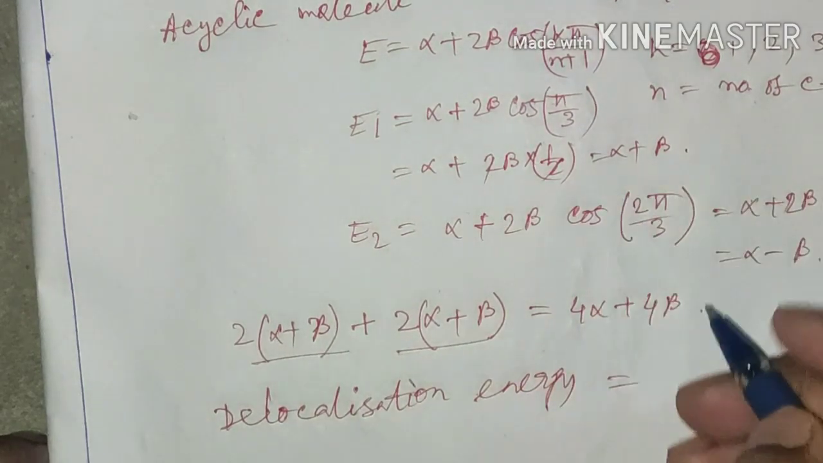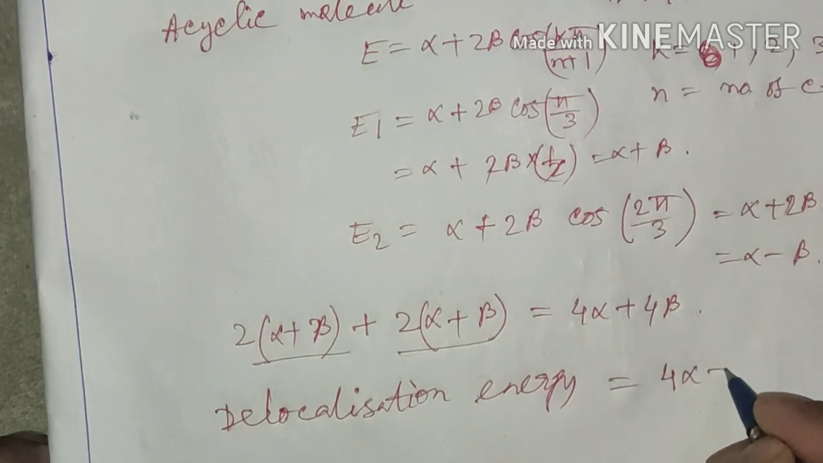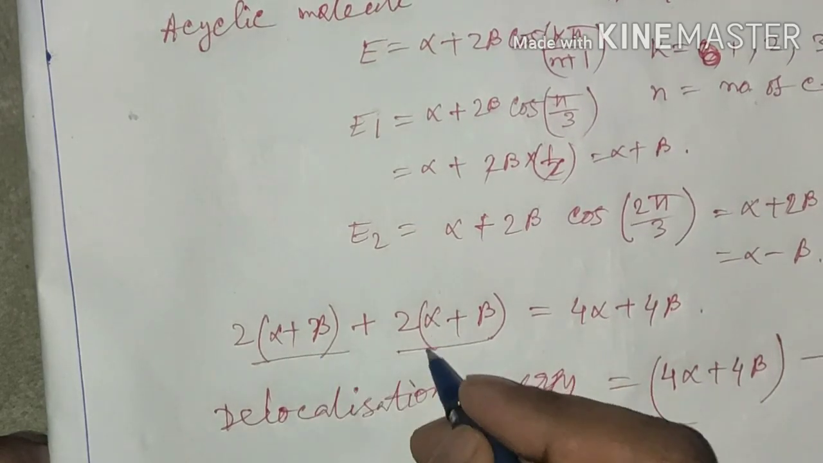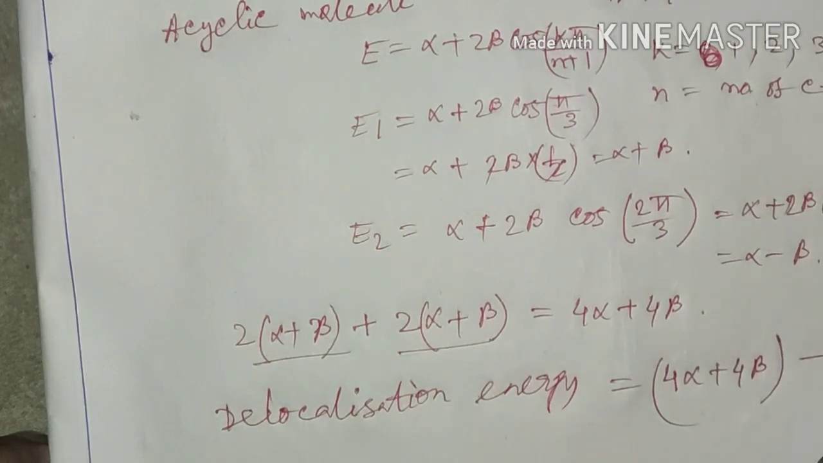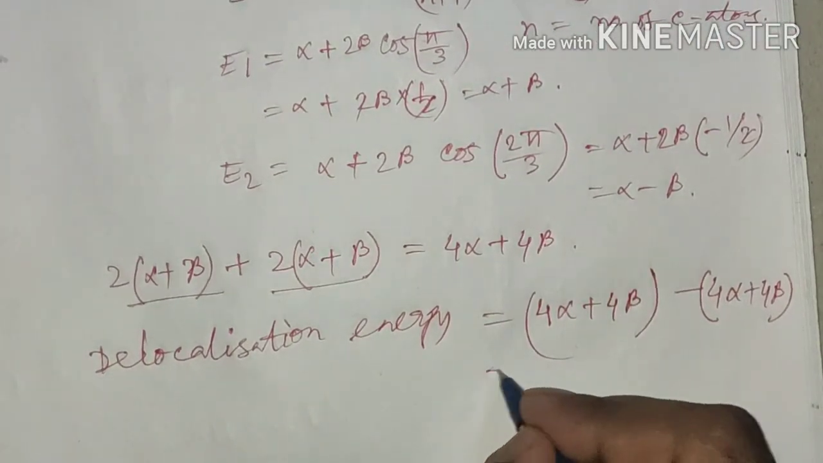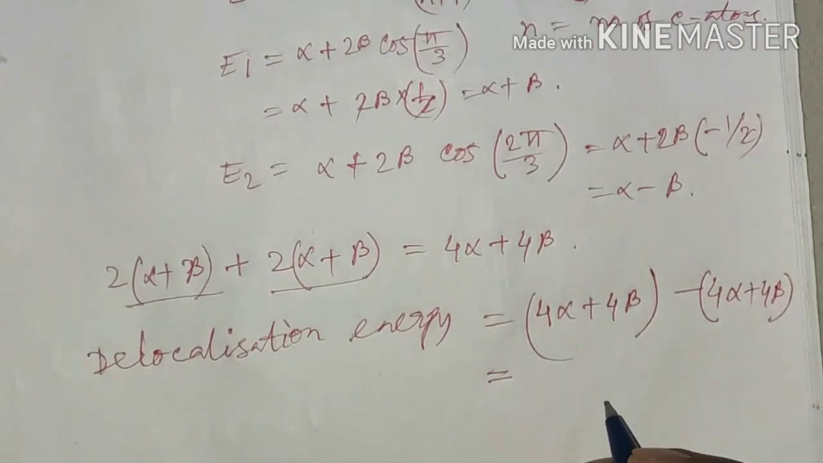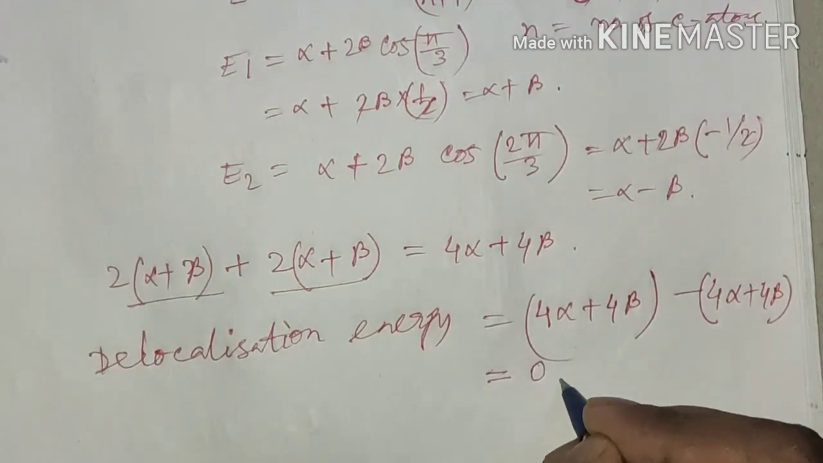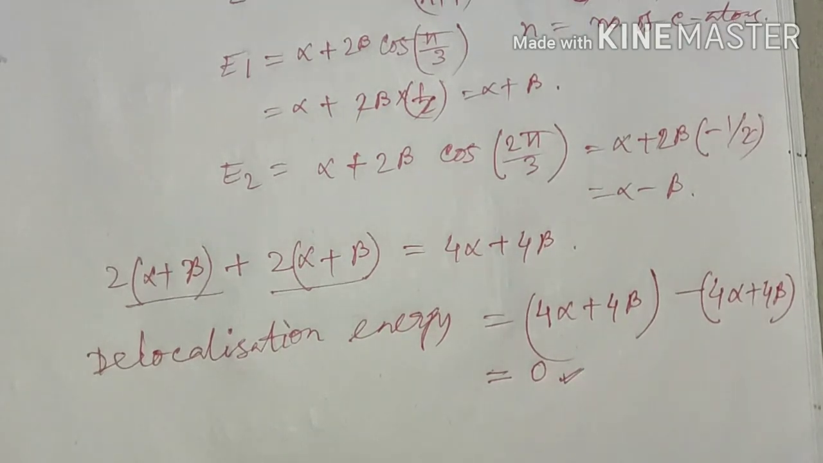That is, the energy of cyclobutadiene is equal to 4 alpha plus 4 beta, and the energy of 2 ethylene molecules is 4 alpha plus 4 beta. I am again telling that this is not similar to transition energy. Transition energy is a different thing. So the delocalization energy for cyclobutadiene is 0. Is it okay?